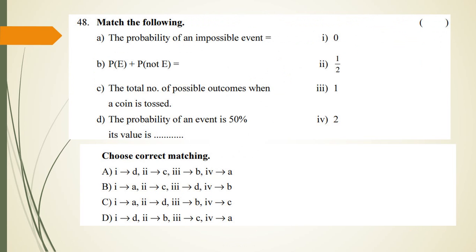Next, moving on to question number 48. The probability of an impossible event is 0. The probability of event E occurring plus the probability of not E: the sum of probabilities of happening and not happening is equal to 1. Next, total number of possible outcomes when a coin is tossed. When a coin is tossed, we are going to get 2 outcomes. The probability of an event 50% means half. So this gives me 1342.